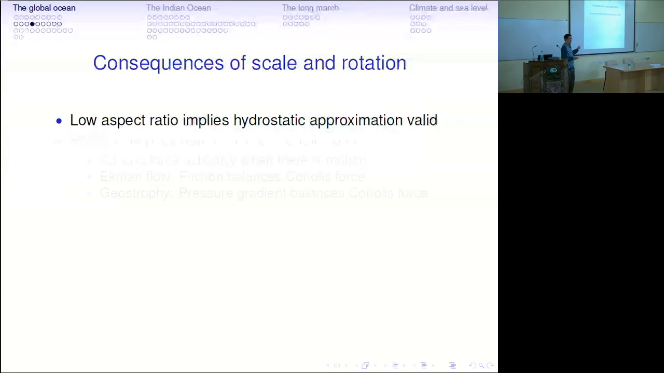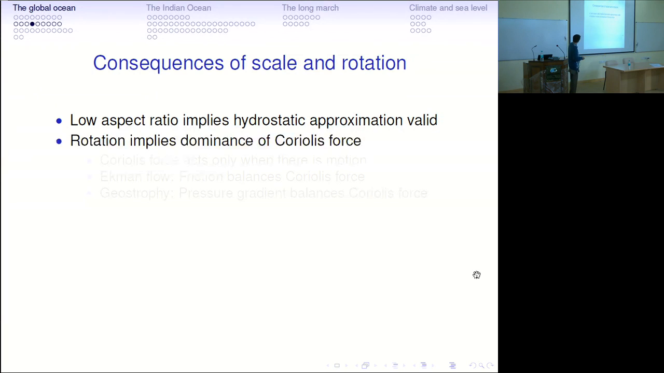Which means that in the laws of motion, when you look at the vertical momentum balance, it just scales out. So it turns out the pressure gradient balances the weight. So dP/dz is minus rho g. That's the hydrostatic approximation. That's one major consequence. There's rotation which we cannot ignore.